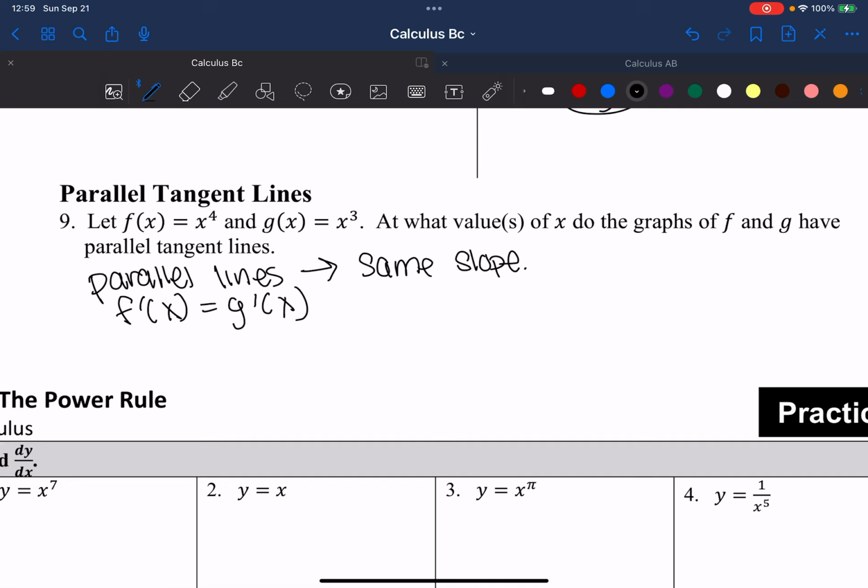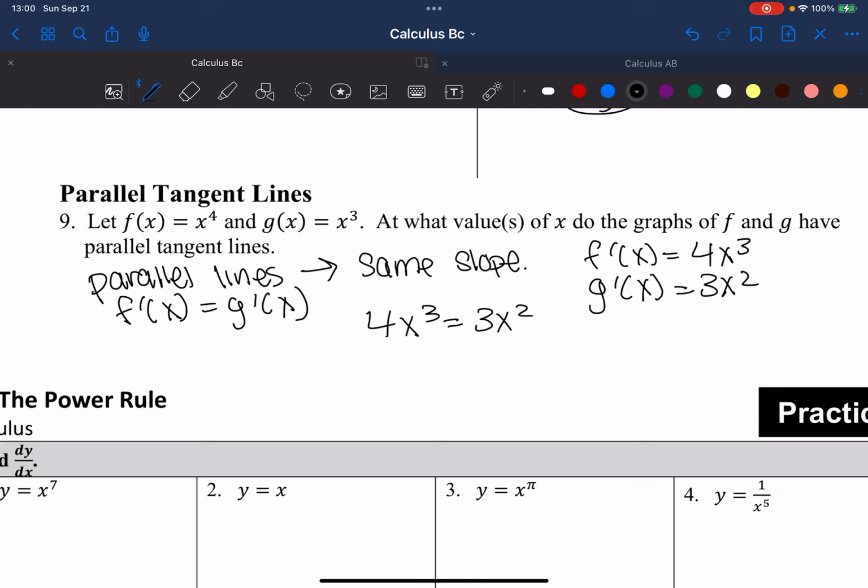Well, we first need to find each of those. So f prime of x would be 4x cubed, because you bring down the 4 and reduce the exponent by 1, and g prime of x would be 3x squared. Then we'd have to set them equal to each other. Well, 4x cubed equal to 3x squared.